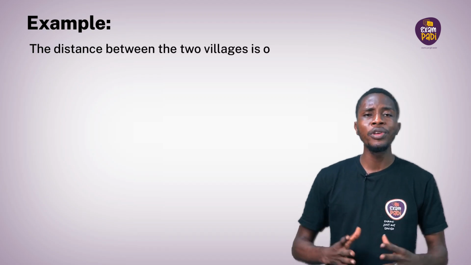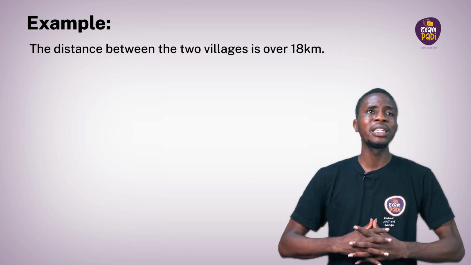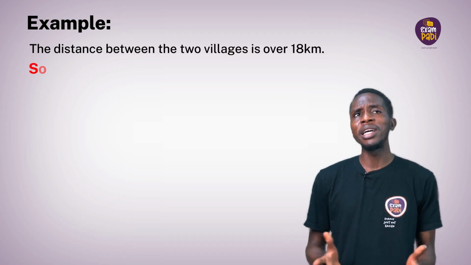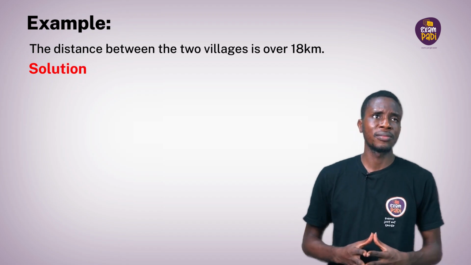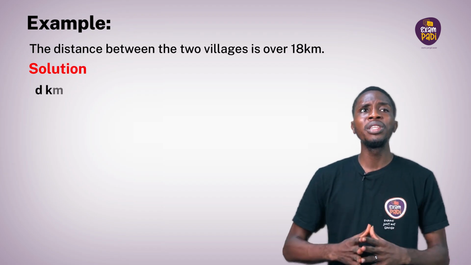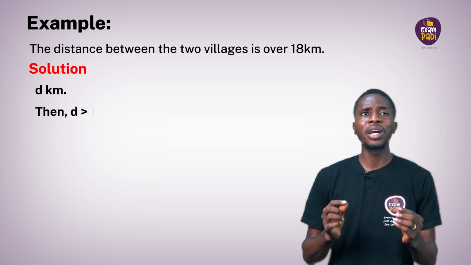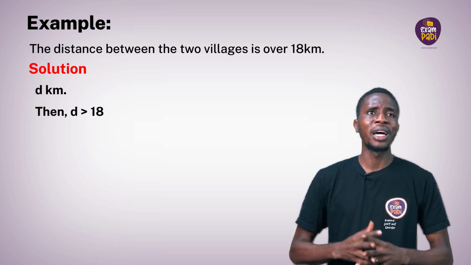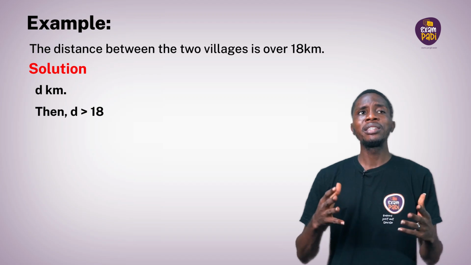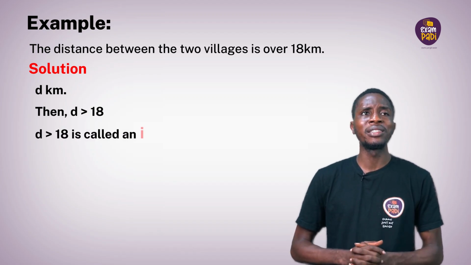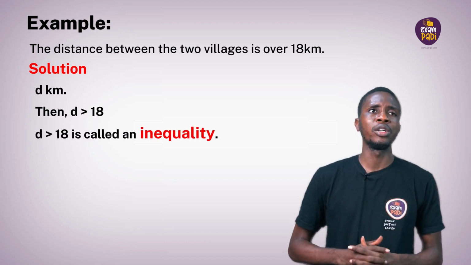The symbols can be used to change word statements into algebraic statements. For example, the distance between the two villages is over 18 kilometers. How do we write this as an algebraic statement? Let the distance between the villages be d kilometers. Then we can write d > 18. A statement like d > 18 is called an inequality.